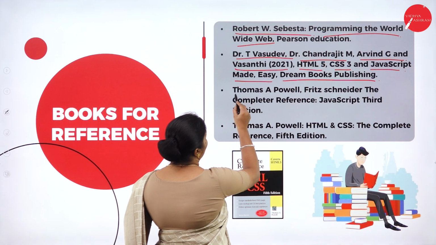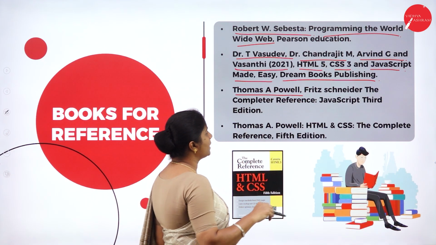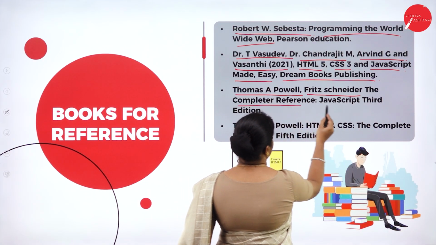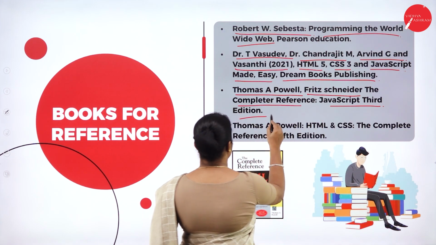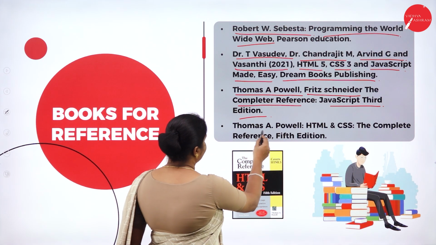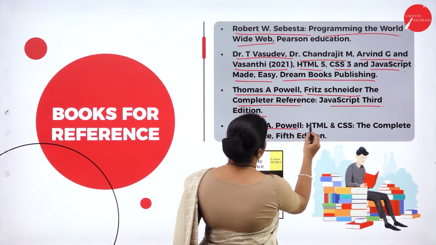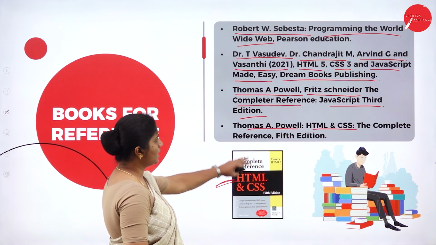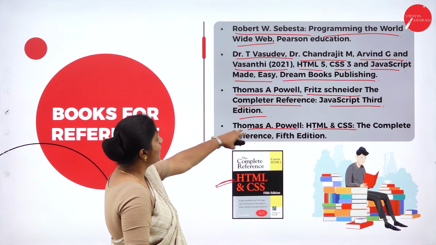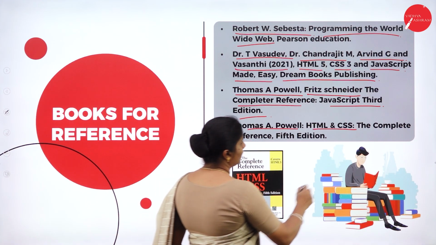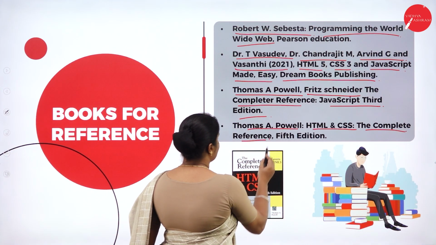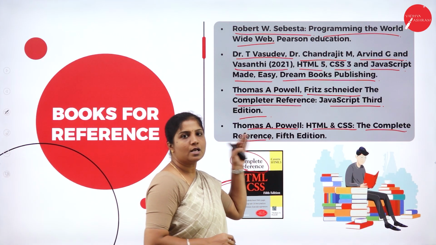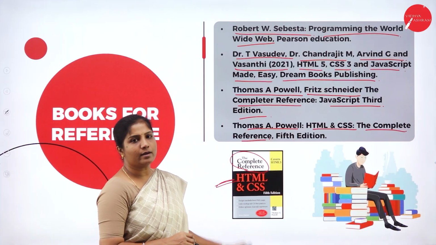Another book we have, the writer is Thomas A. Powell and Fritz Schneider. The Complete Reference, that is JavaScript, 3rd edition. Okay. Next, we have Thomas A. Powell, HTML and CSS. This is a textbook for HTML and CSS, the last one. Thomas A. Powell is the writer. The Complete Reference, this is the 5th edition. So this is for your textbook and reference book.